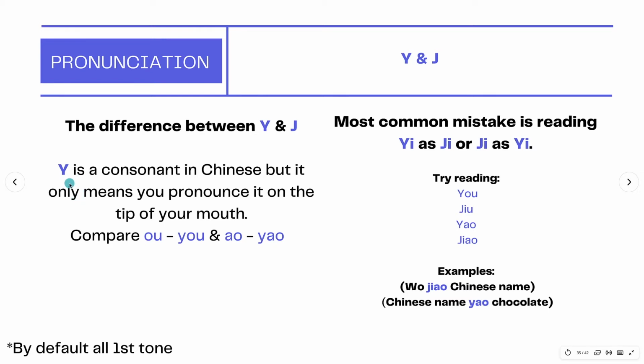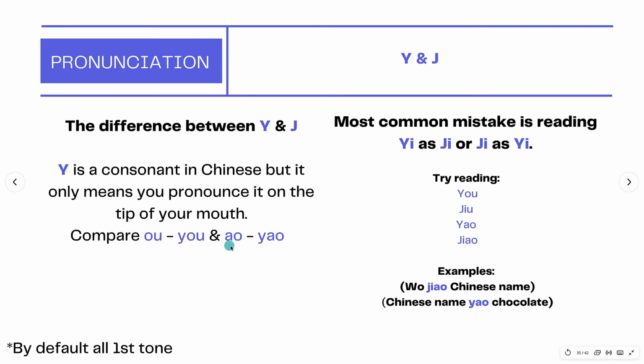Many people ask why we write the Y if it's not pronounced. Well, it's actually pronounced. Even though it's not a hard sound, it's a consonant in Chinese, and it only means that you pronounce it on the tip of your mouth. So Y, i, yi. We can try O, and now it becomes yo. So when you see the Y, you actually do something about it. It's not invisible. However, in yi, you might think it's invisible because the i is already on the tip of your tongue.